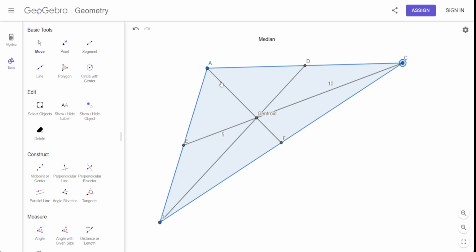And it works for the other ones as well. Like from A to the centroid and from the centroid to F, it's the same exact thing. There'll be different numbers, but this little one right here is half of this one. This little one from D to the centroid is half of this one right here. So it works for all three of those.